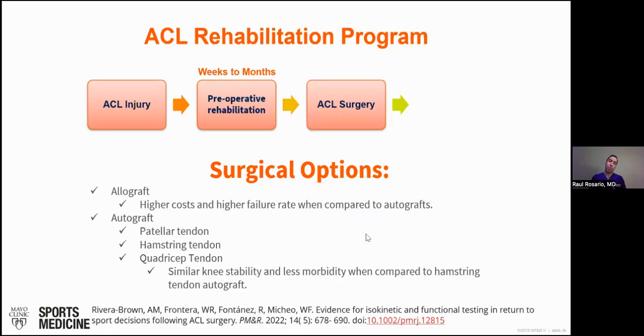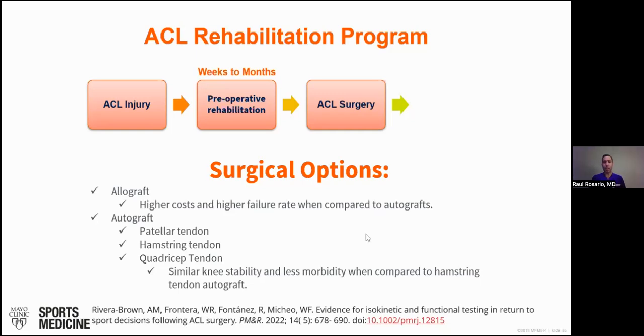So in terms of autograft, we can use el tendón patelar, which is the patellar tendon. We can use el tendón del hamstring, o isquiotibial en español, tendón de isquiotibiales, hamstring tendons, or tendón del quadricep, que es quadricep tendon. The quadricep tendon is kind of a little bit newer.